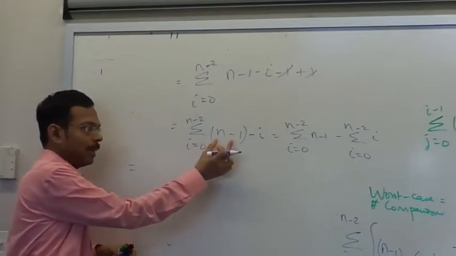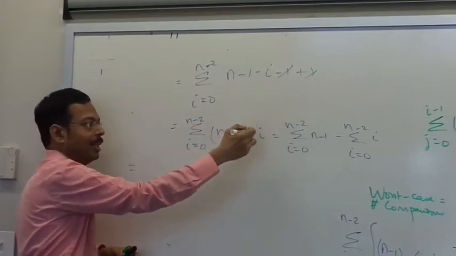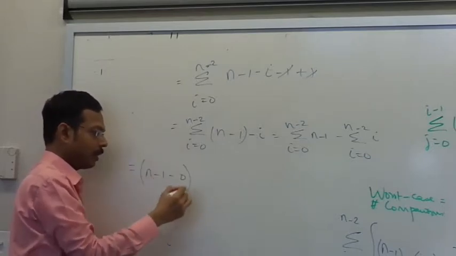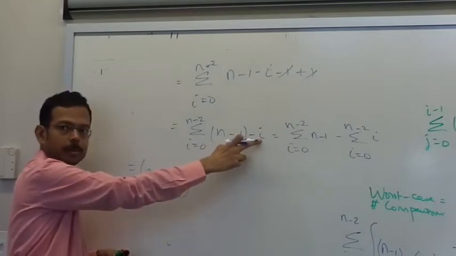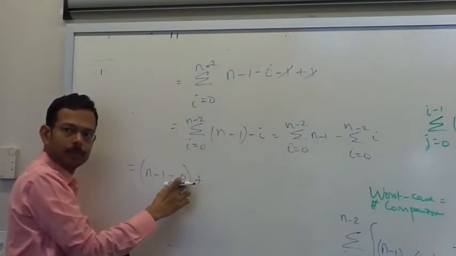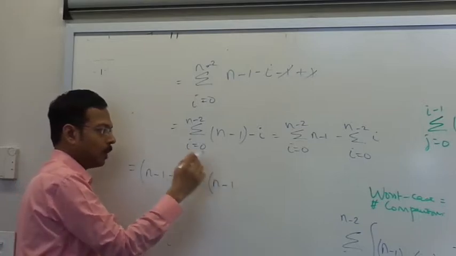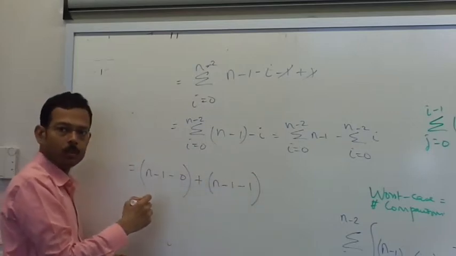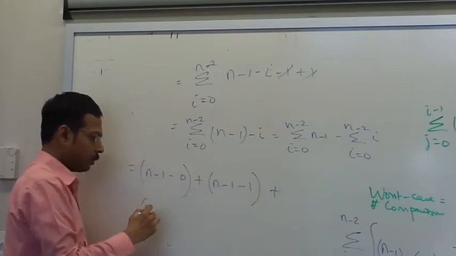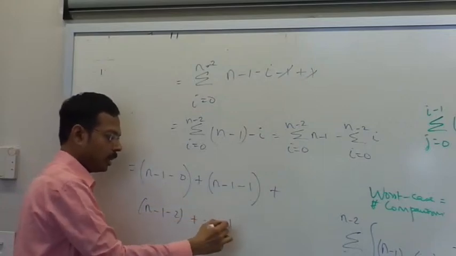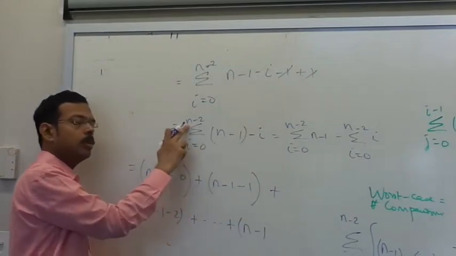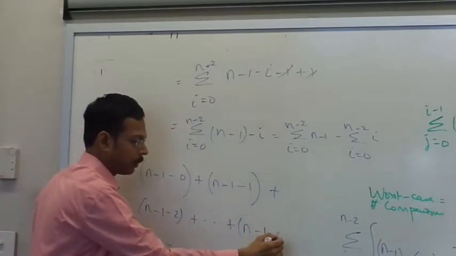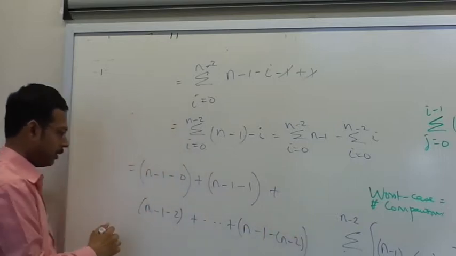So I can say this is n minus 1 minus i. When i is 0, it is n minus 1 minus 0. Then when i is 1, it is n minus 1 minus 1. Similarly, n minus 1 minus 2, and so on, up to n minus 1 minus i where i is up to n minus 2. So now you simplify this. This is quite easy now.